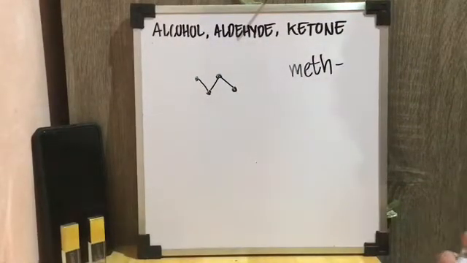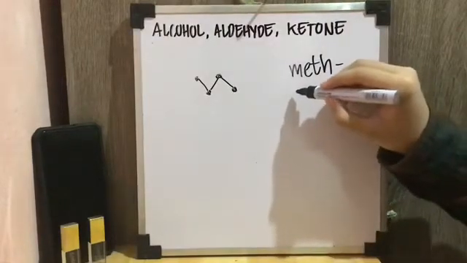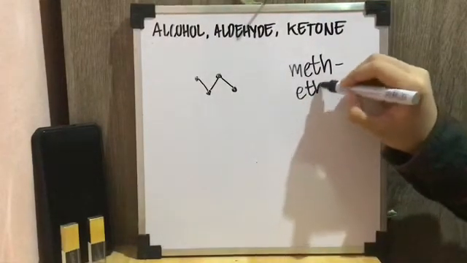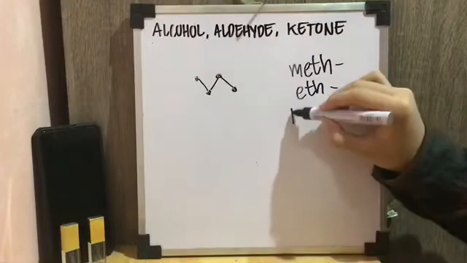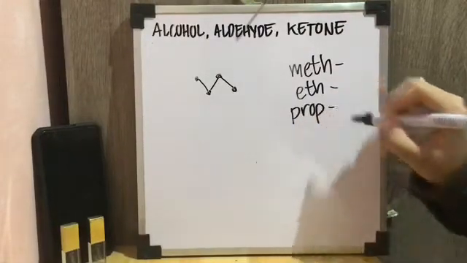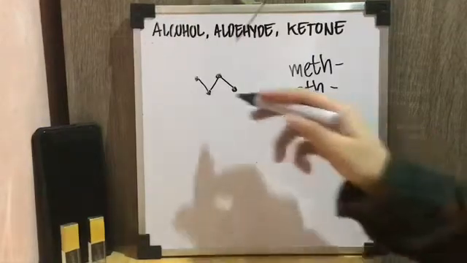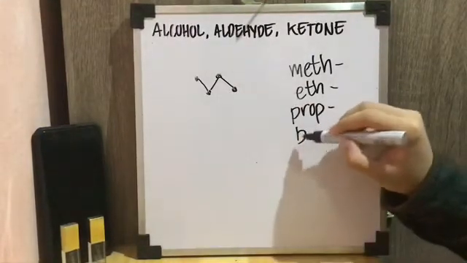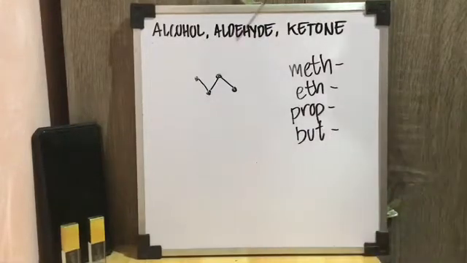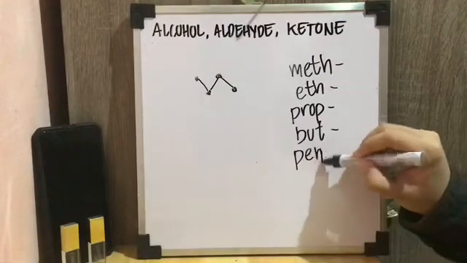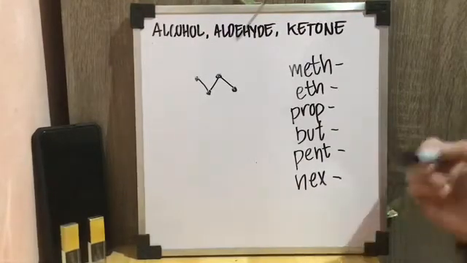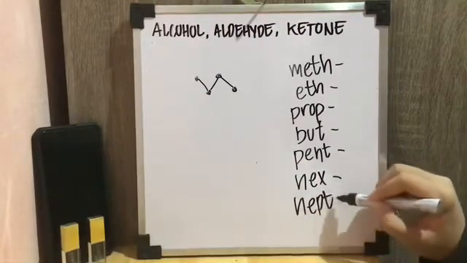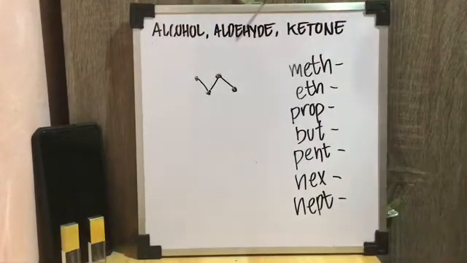If you have 2 carbons present, you would use eth. If there are 3 carbons, you would use prop. If there are 4 carbons, which in this case we actually do, you will use the prefix but. If you have 5, you will use pent. If you have 6, use hex. If you have 7, use hept. And so on and so forth.